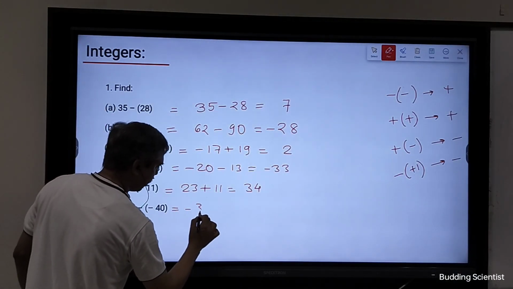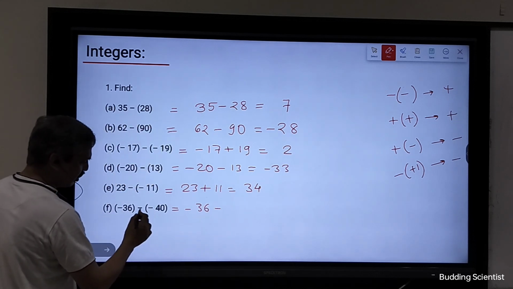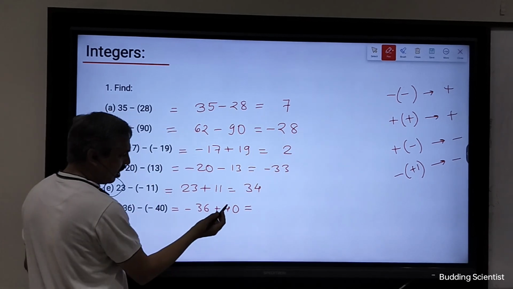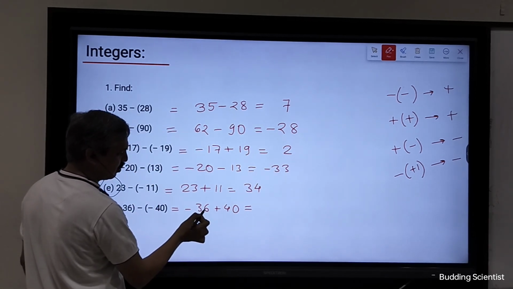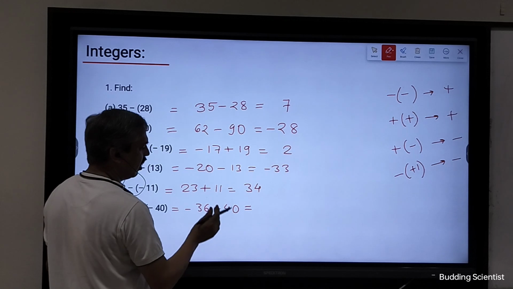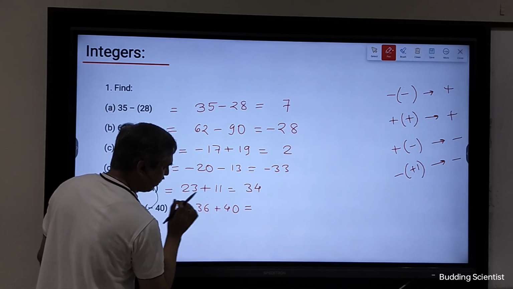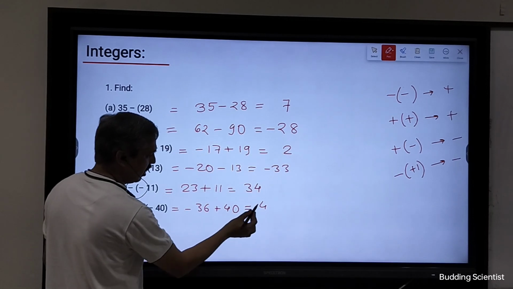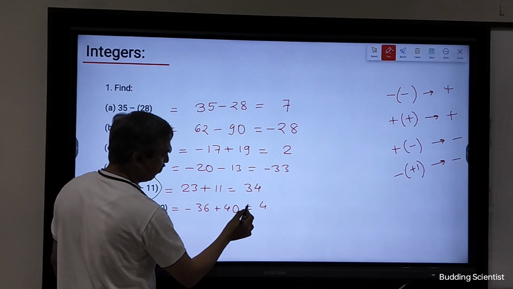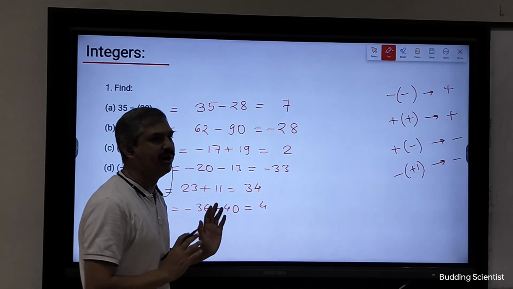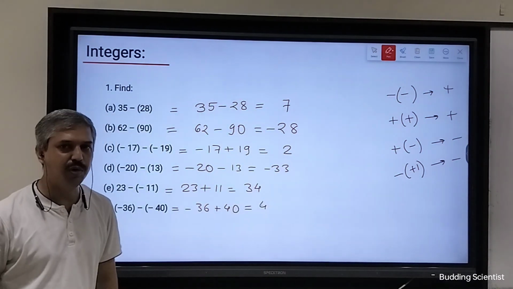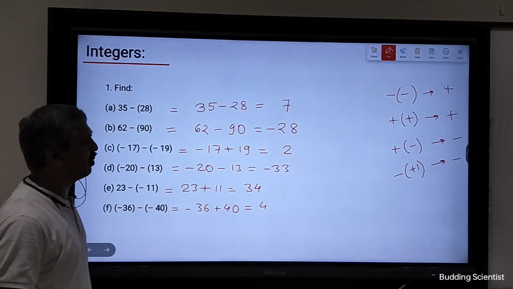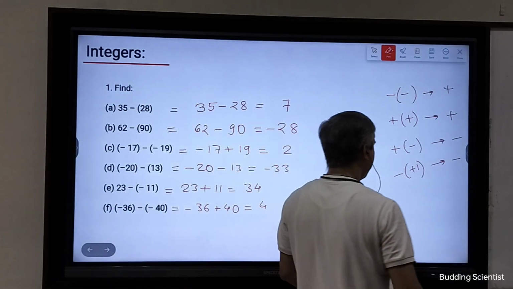This is minus 36. Minus minus becomes plus 40 is equal to, again this number is bigger, this is smaller, the signs are opposite. Subtract the smaller number from the larger number. So 40 minus 36 is 4. The answer shall have the sign of the bigger number. We could write plus 4 or we could avoid writing plus. We could simply write 4. Both mean the same. This is how the first kind of problems are solved in integers.